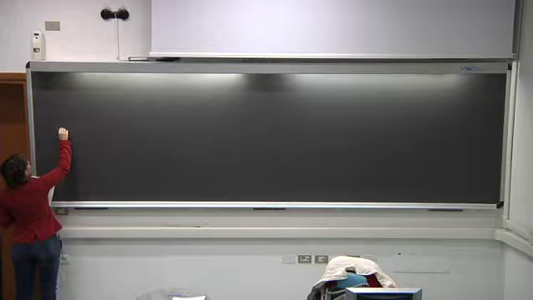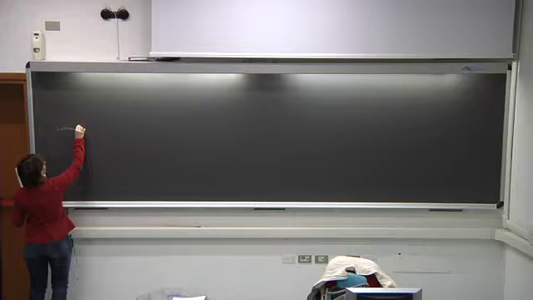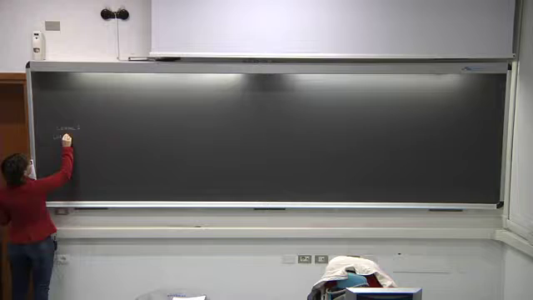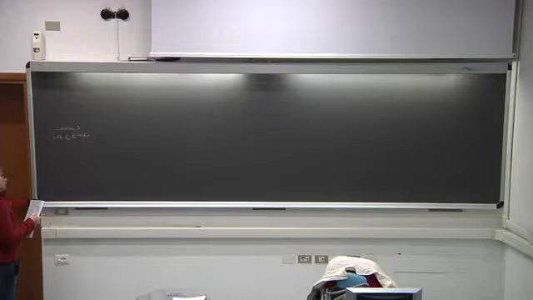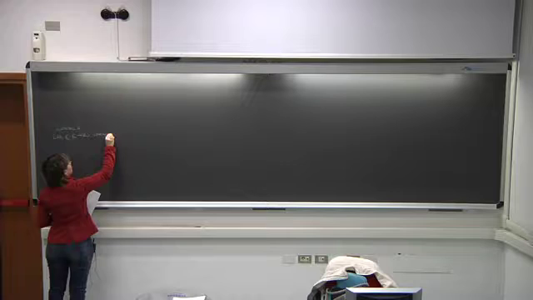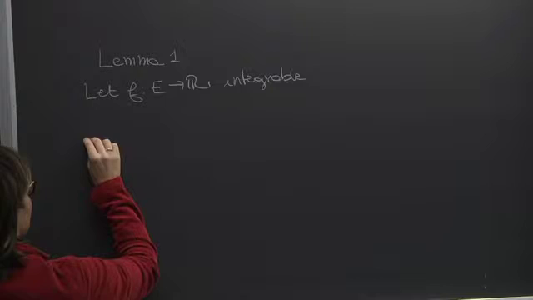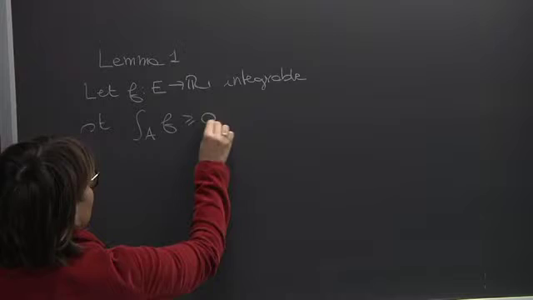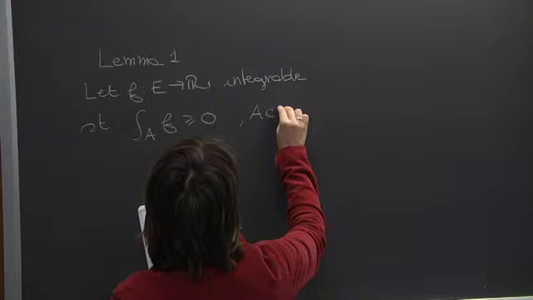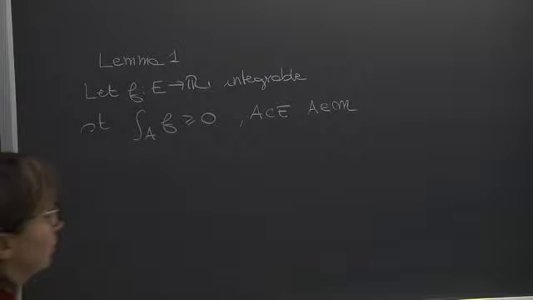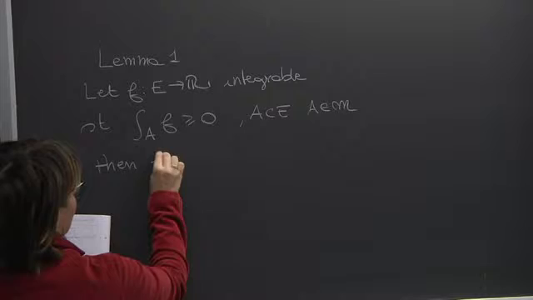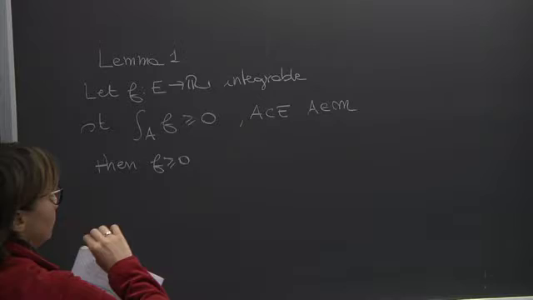Okay, hi. So I start by recalling to you the last lemma of Thursday. So we prove that if we have a measurable, integrable actually, function f such that the integral of f over A, where A is any measurable set contained in E, is non-negative, then we can infer something about the sign of f: f is larger or equal than zero almost everywhere in E.